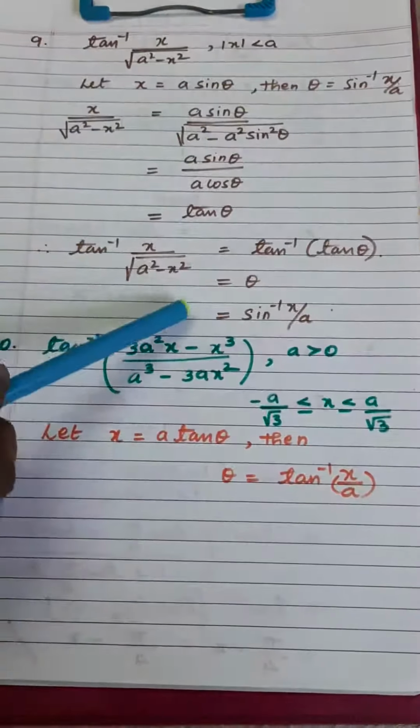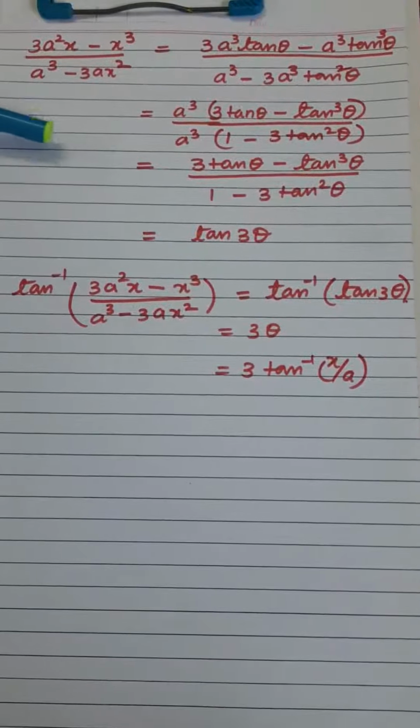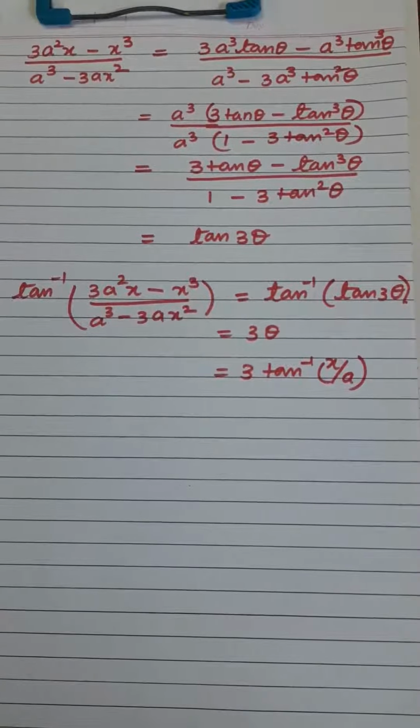Now we will see question number 10. Tan inverse of 3a square x minus x cube by a cube minus 3a x square, and the range of x is given here. Now take x equal to a tan theta, so theta equal to tan inverse x by a. Now take that expression alone, 3a square x minus x cube by a cube minus 3a x square. Now substitute x equal to a tan theta.